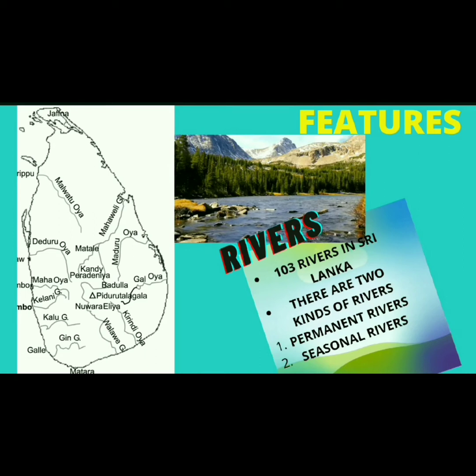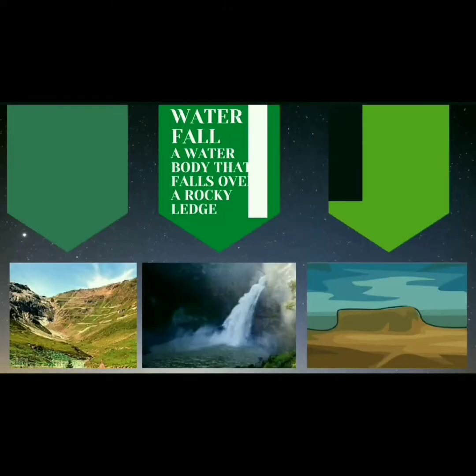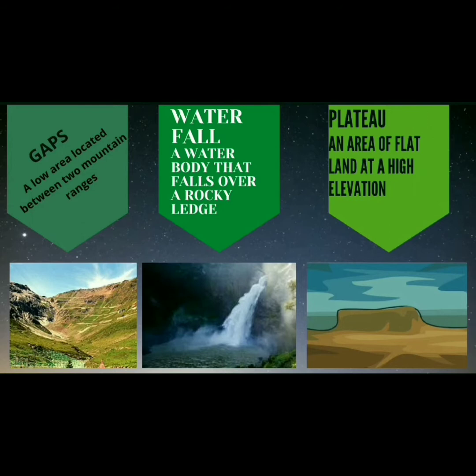We Sri Lankans are bestowed with 103 rivers which rise from the central hills and run along to various parts of Sri Lanka. Rivers are of two types. 1. Permanent rivers. 2. Seasonal rivers. Permanent rivers have water throughout the year. Seasonal rivers flow only during rainy weather. As I told, we are blessed with many rivers and the most prominent rivers are shown in this slide with their length and catchment area. Few other features also lie in the central hills.